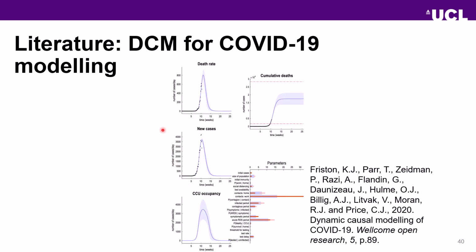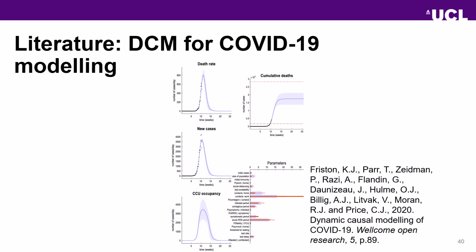So you can see this is from their first paper, and you can see the death rate, new cases, ICU occupancy, and the cumulative deaths as well. This is a model that has been refined, particularly by Cam Bowie and Karl Friston. They've done a few iterations of it now, and I know recently they've been using it to investigate how much of an effect mask wearing had on COVID-19 transmission.